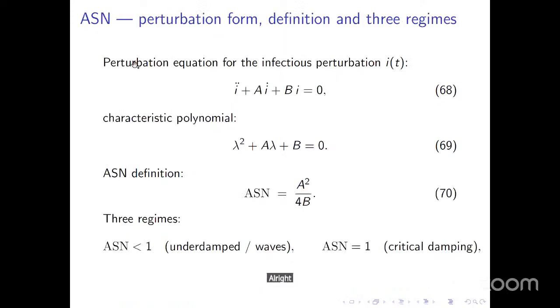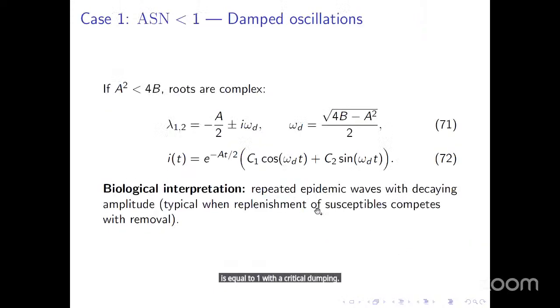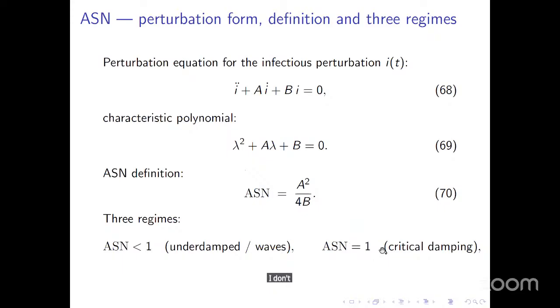All right, so what happens now if you have a perturbation form and the three regimes? The perturbation equation of the infectious perturbation, I, will be given in this form. Then it has a characteristic polynomial of this form, and the Atangana strength number, we have defined it to be this. So the three regimes will be: if this is less than 1, we have an underdamped wave. If the Atangana strength number equals 1, we have critical damping. And I don't know, my slide is not showing.